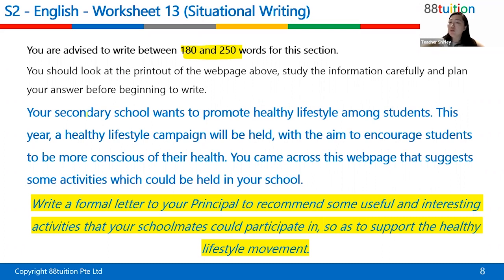So this one, your secondary school wants to promote healthy lifestyle among students. This year, a healthy lifestyle campaign will be held with the aim to encourage students to be more conscious of their health. You came across this webpage that suggests some activities that could be held.